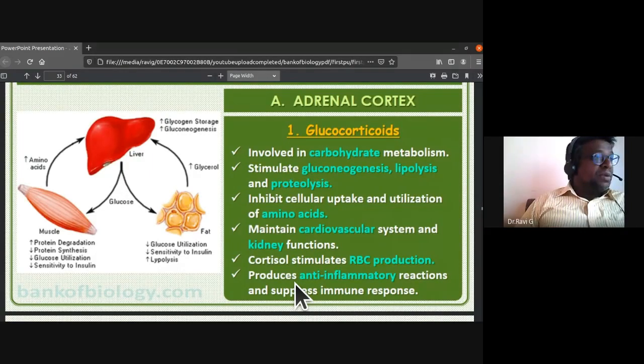The cellular uptake and utilization of amino acids is prevented by the glucocorticoids. They maintain the cardiovascular system and kidney functions. Cortisol also stimulates the production of RBC. Glucocorticoids also produce anti-inflammatory reactions and suppress immune response.